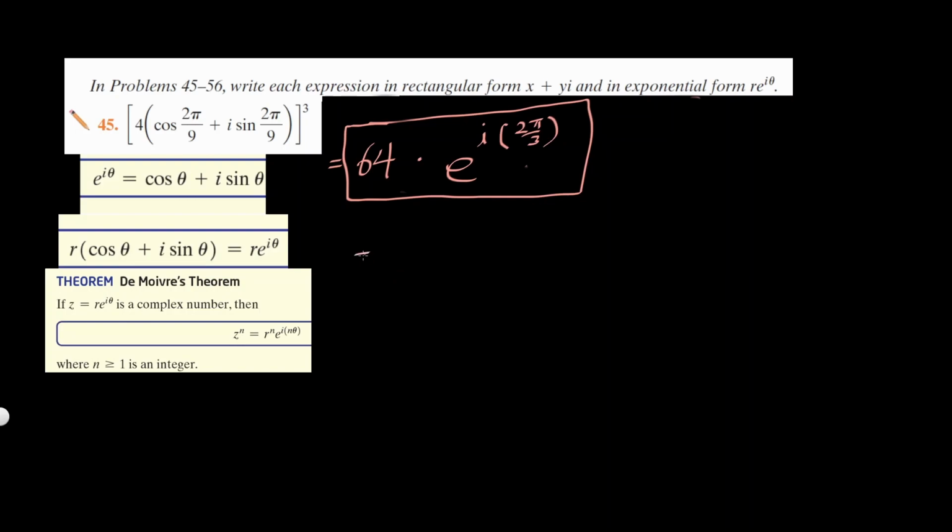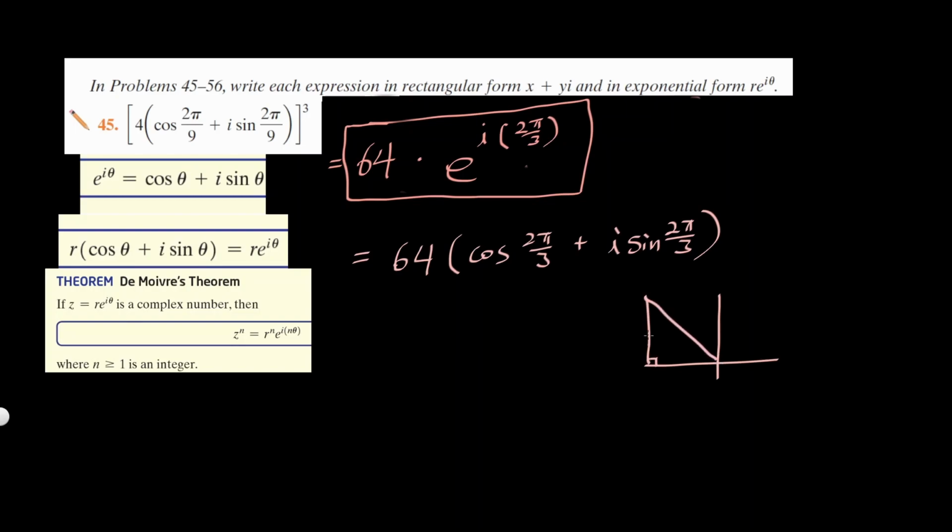So now that's equal to r is 64. I'm going to use this one right there because this has the form of this. Okay, so r is 64 times cosine, the angle is 2 pi over 3, plus i sine 2 pi over 3. This time it's in the second quadrant. So I'm going to graph my triangle here. That would become our reference angle.